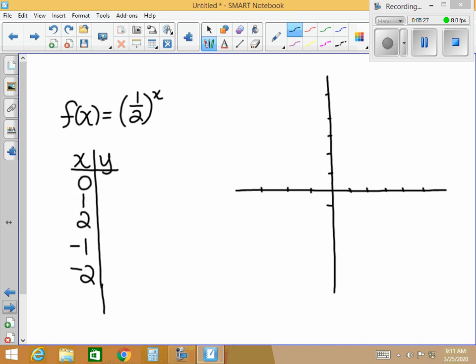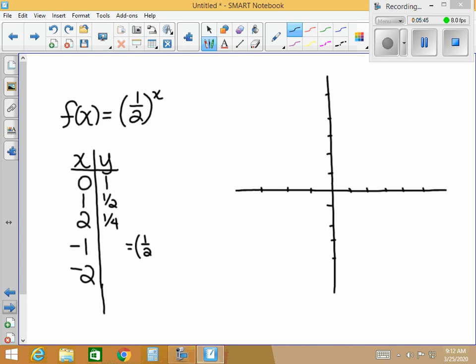So what we have now, 1/2 to the 0 power. Anything to the 0 power is still 1. 1/2 to the first, 1/2 to the second, 1/2 cubed would be 1/8, 1/2 to the fourth would be 1/16.